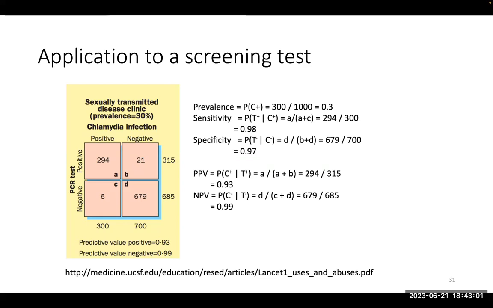And now the positive predictive value essentially is A over A plus B. So this is the 294 over 315. And negative predictive value would essentially be 679 divided by 685. That gets us to a negative predictive value. So these are basically how you need to approach those.